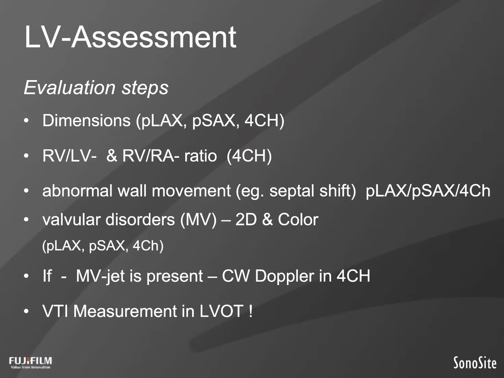The left ventricular assessment algorithm is quite similar. First, you have to use B mode, where you can evaluate dimensions, then keep an eye on ratios and abnormal wall movement, and then switch over to evaluate valvular disorders with B mode first, then color mode, if a jet is present in the mitral valve position, or for example in the five-chamber view in the aortic valve position. You can quantify this jet by using continuous wave Doppler.